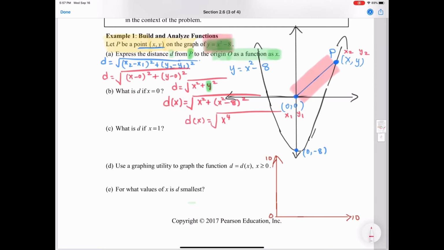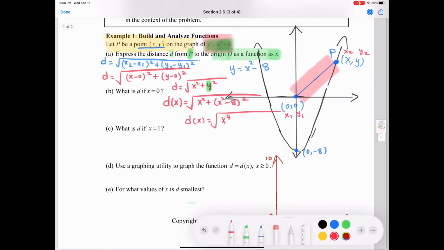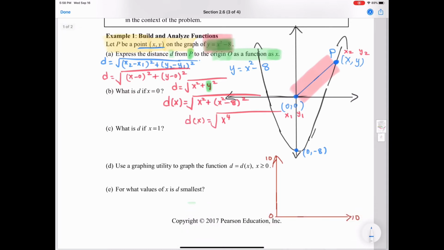Now coming back to section B, you must be able to do B. It's asking what is d if x is 0. So you're looking for what d of 0 is in this equation that we found. Wherever you have x, put 0 and see what value you would get. In C, it's asking to find what d of 1 is. I think that also you can do.